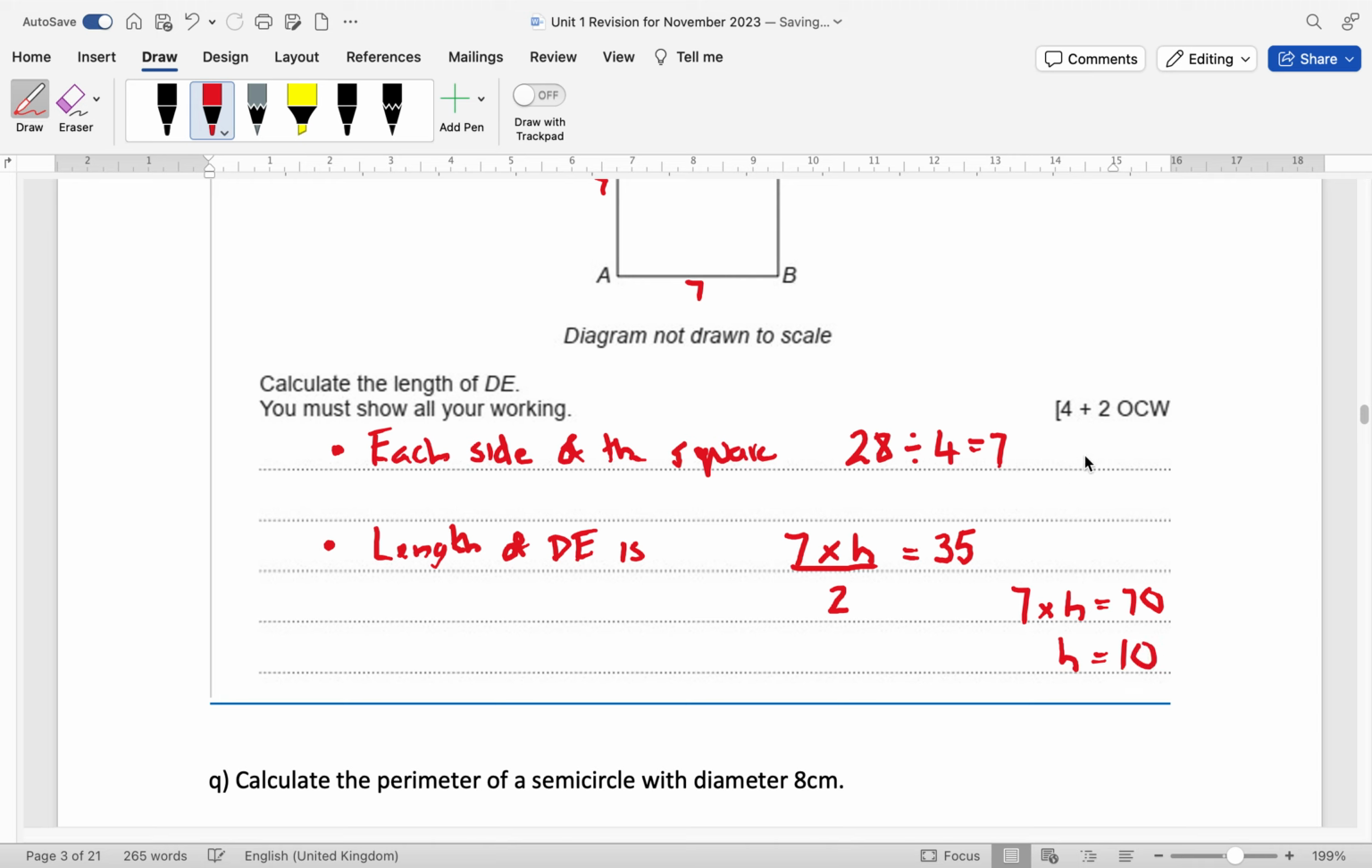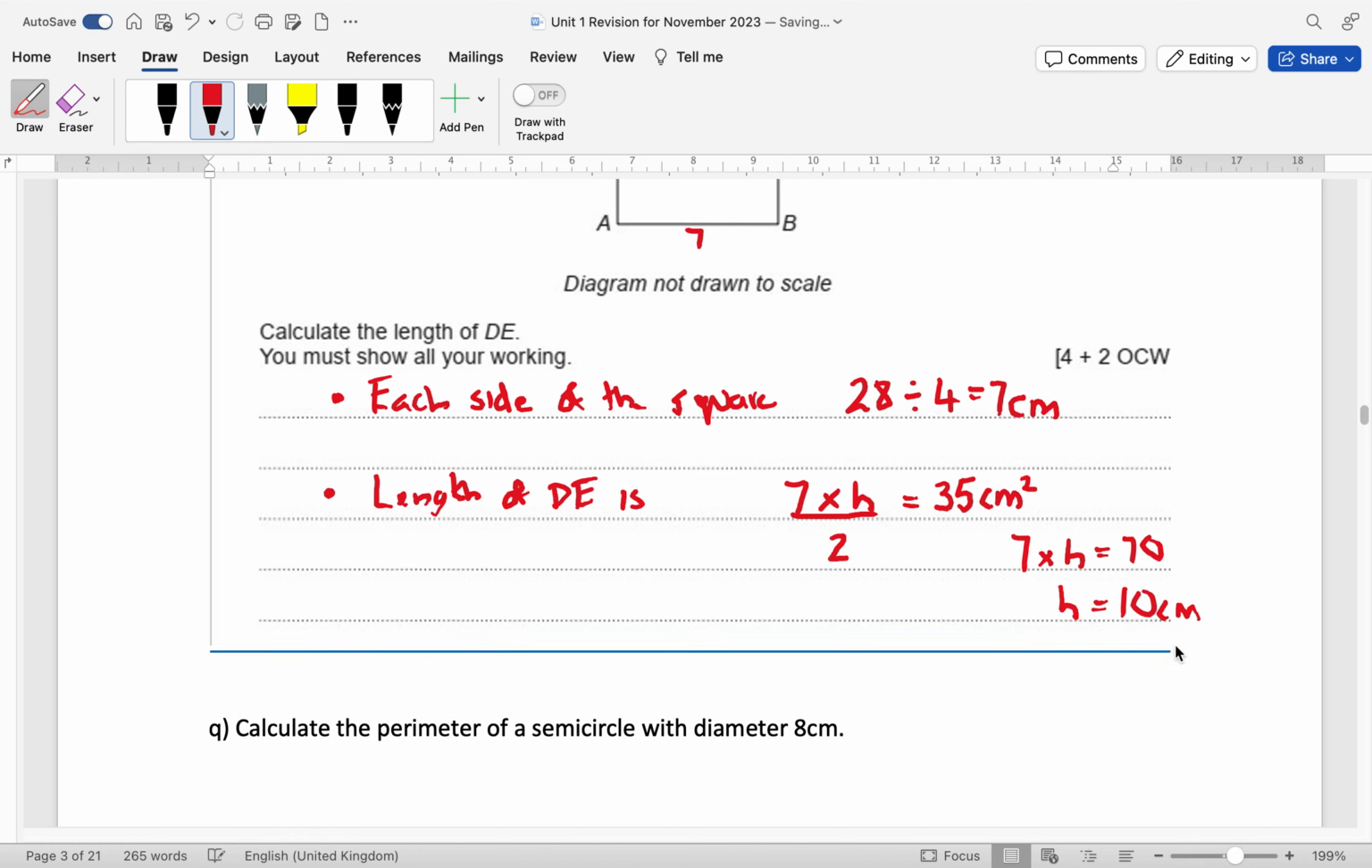So I'd get one of my OCW marks there, and then I'd go, right, how do I get the second one? Each side of the square is 7 centimetres. The length of h is 10 centimetres. If you were writing something here for the area, you'd be writing centimetres squared, but put some unit in, particularly on that final answer.